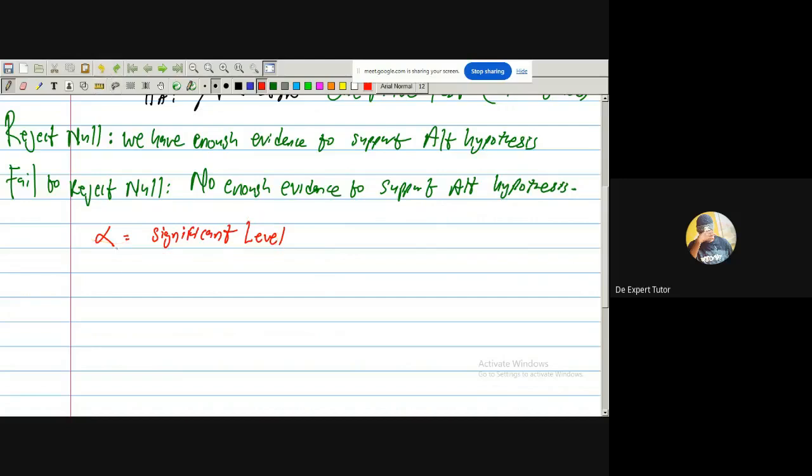And there are some questions where they won't give it to you. We always assume 5%. Most of the time, we assume 5%. So when you have to know whether to accept or reject, this significance level is very important.